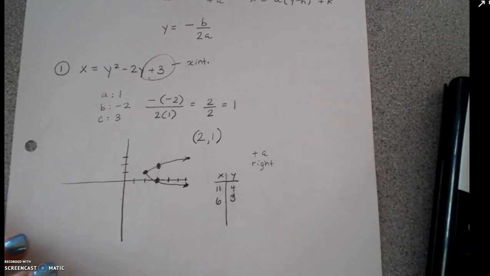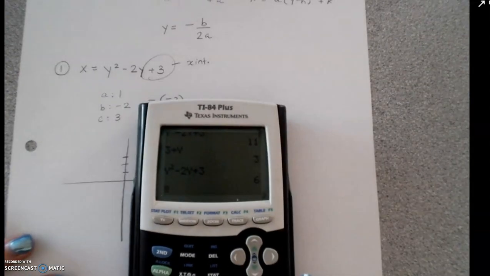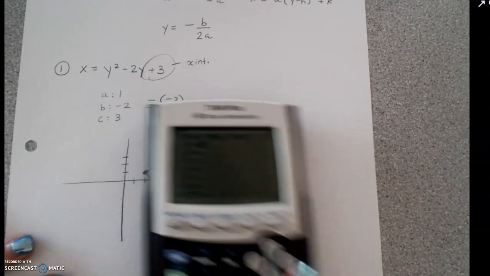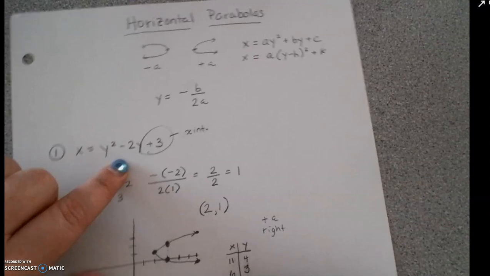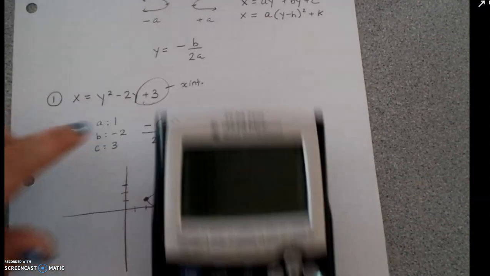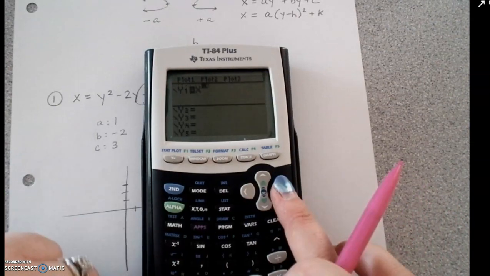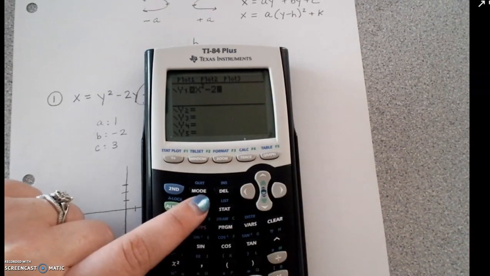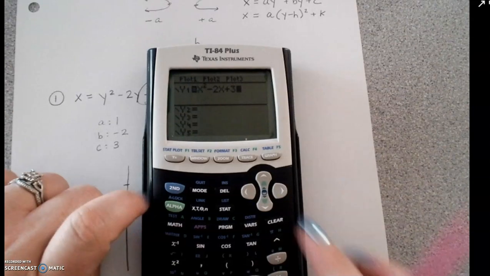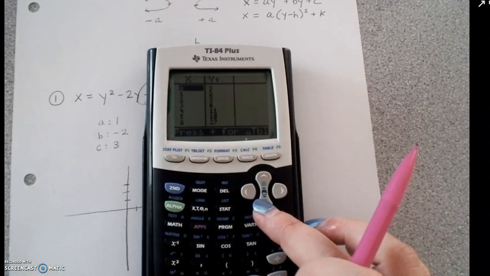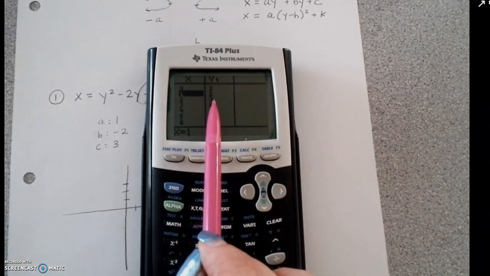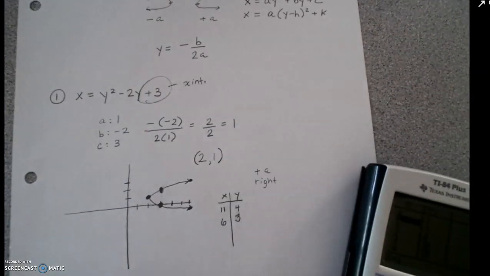Your other option would be to go to your calculator and go to y equals and plug this in as if it was a y equals, and then your points are just going to be flipped. So if I type this in as x squared minus 2x plus 3 and go to my table of values, I'm going to have the same point. So look, we have the point 2, 1.